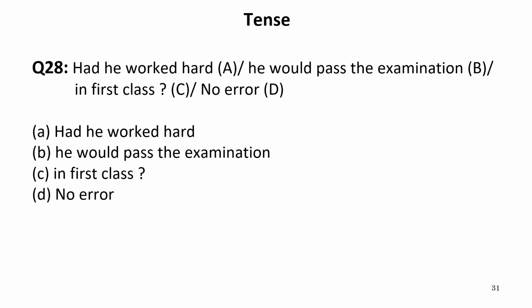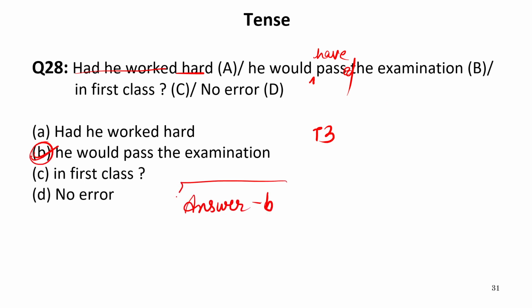Had he worked hard, he would pass the examination in first class. So this is again type 3 condition. So had he worked hard, till here the sentence is correct. This part will be would have passed the examination. So would pass should be replaced with would have passed. So the error is in part B. So our answer is B, and the correct sentence will be, had he worked hard, he would have passed the examination in first class. So this will be the correct sentence. Now let us move to the next one.